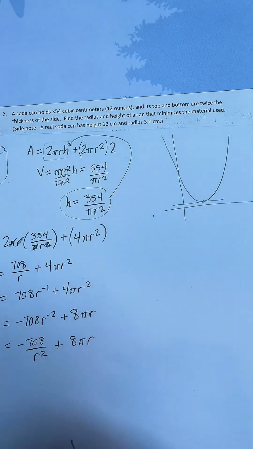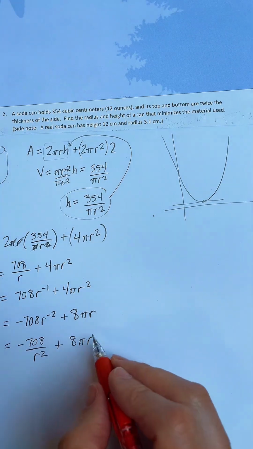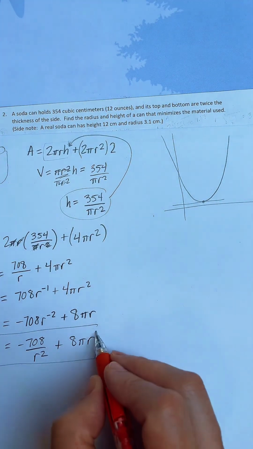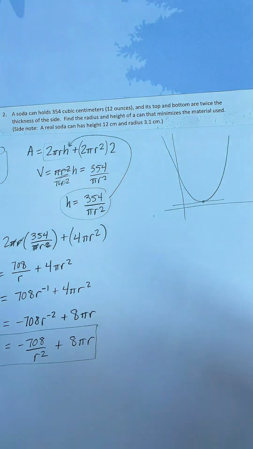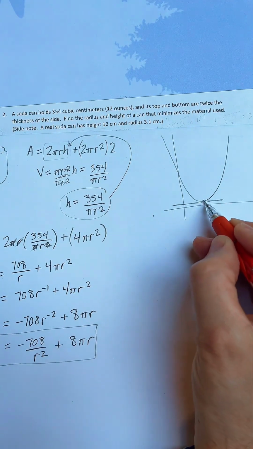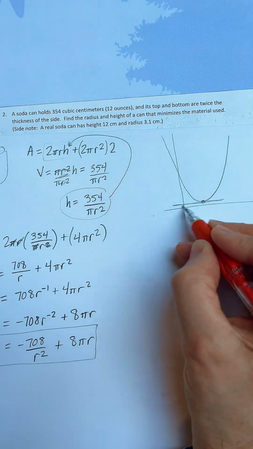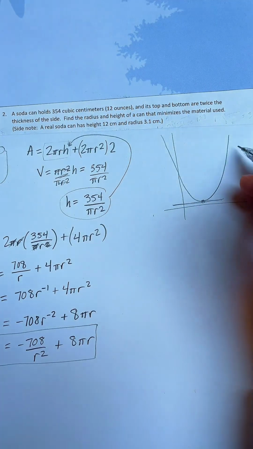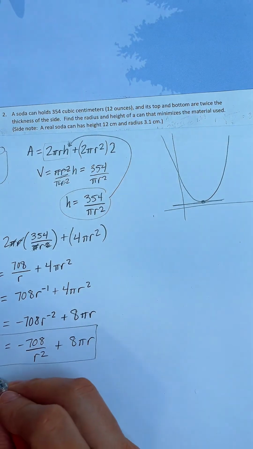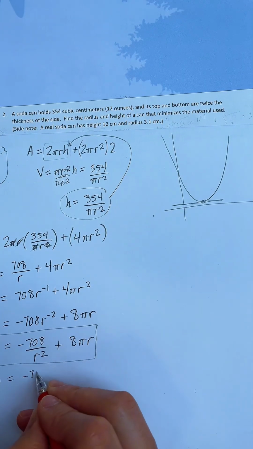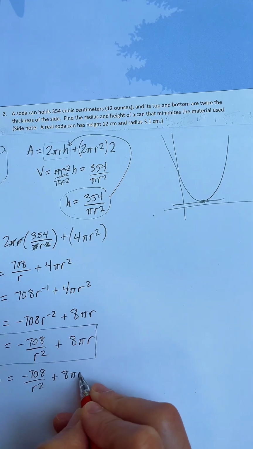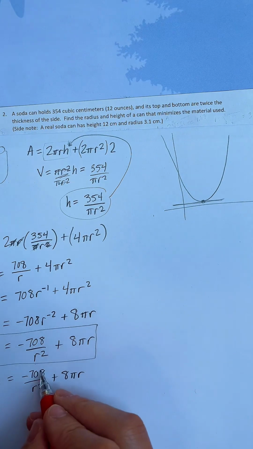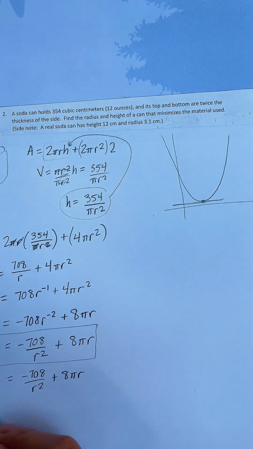So now, once we have our derivative, we need to set it equal to 0 because that's the slope. The derivative always gives you the slope of the tangent line at a given point. So since the slope is equal to 0 at any maximum or minimum, we can just do that right here. Set it equal to 0, r squared plus 8 pi r. And now I'm going to subtract 708 over r squared from both sides, which puts that over here.